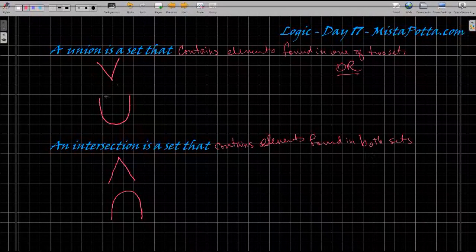And so what you'll notice is that unions tend to be bigger, and intersections tend to be smaller. And I say tend because it's not 100% of the time, but it's something that we see enough that it's important to remark upon it.